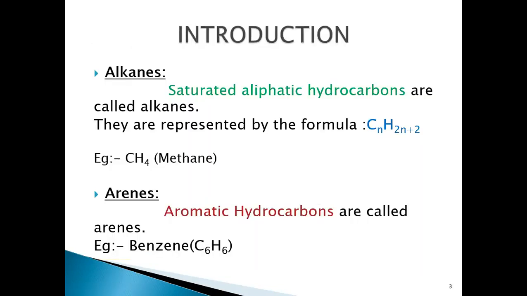As we have learned in class 11 about alkanes and arenes, alkanes are saturated aliphatic hydrocarbons. They are represented by the formula CnH2n+2. Their common examples are methane, ethane, propane, butane, and so on. Similarly, you know about arenes. They are aromatic hydrocarbons. The common example of aromatic hydrocarbons is benzene.